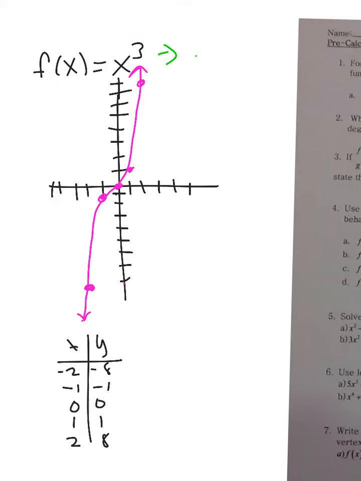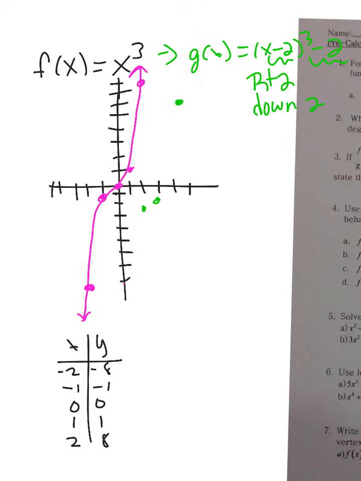All right, so now this is mapping to g of x, which is x minus 2 cubed minus 2. So what's happening to the graph? I'm minusing 2 from x. That means we're going to the right 2. And then minusing 2 from y. That means we're going down 2. All right, so each one of these points, I'm going to go to the right 2, down 2. So it'll look like this.